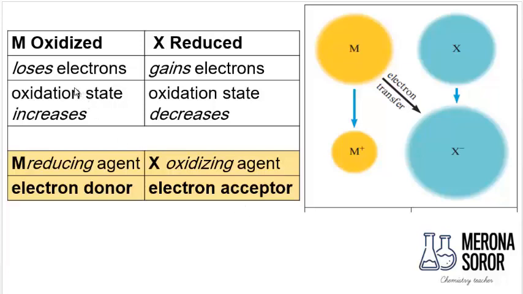M will be oxidized, meaning it loses one or more electrons, meaning its oxidation state increases. X will be reduced, meaning it gains one or more electrons, so its oxidation state will decrease. M will be the reducing agent, meaning electron donor. X will be the oxidizing agent, meaning electron acceptor.